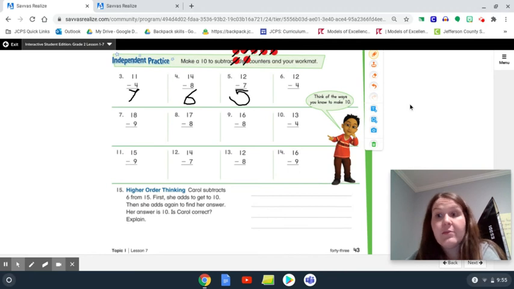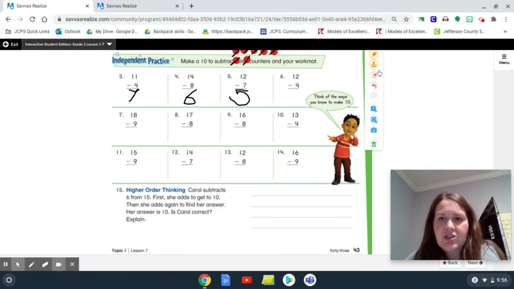I'm going to read it again, but a little slower. Because whenever we have word problems, go back and read it twice. It's okay. That's what I usually like to do. I like to read it once, kind of understand what's going on, and then go back and really look for the details. So Carol subtracts 6 from 15. First she adds to get to 10. Then she adds again to find her answer.